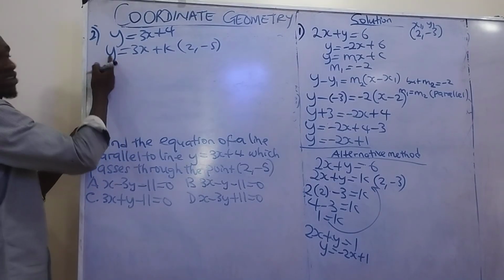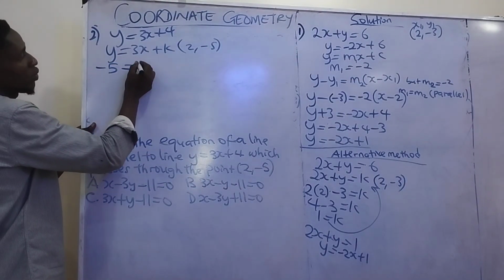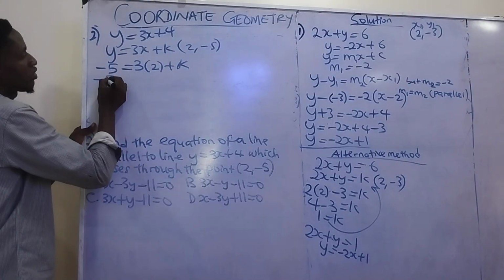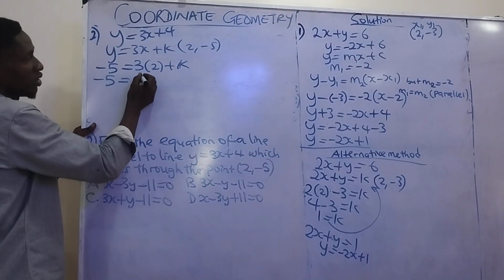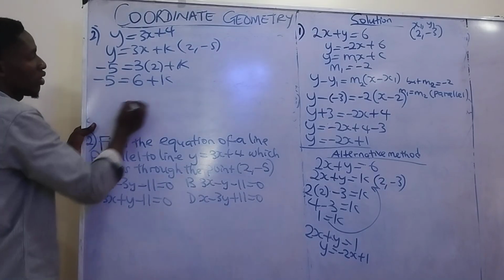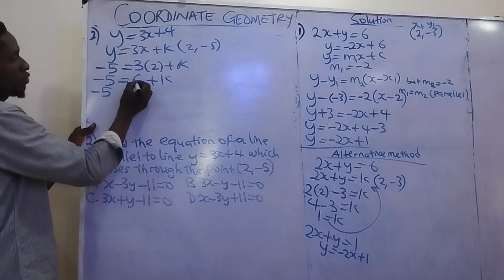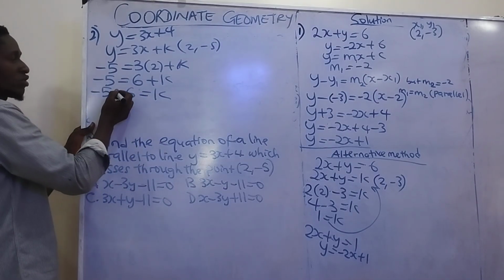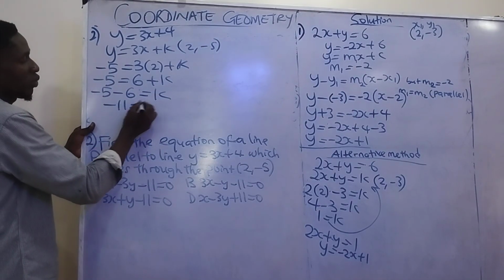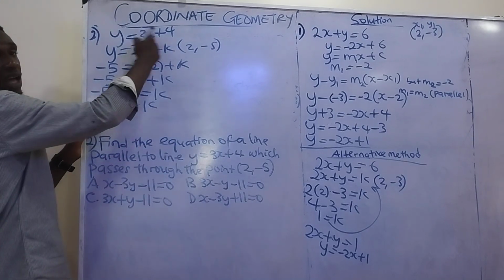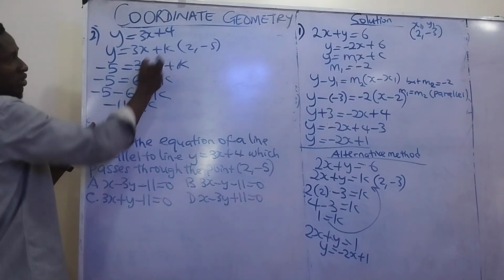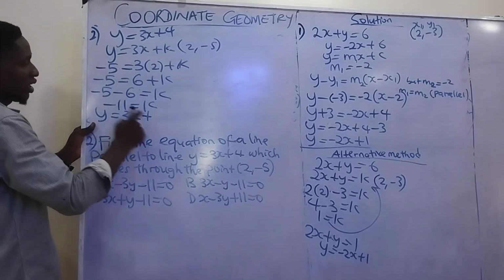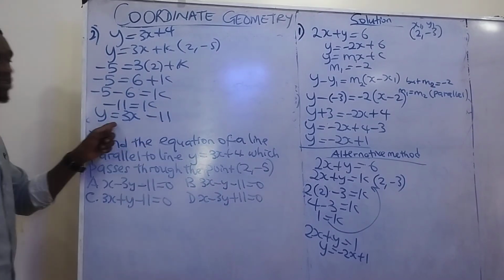So I'll come to this place: y is minus 5 is equal to 3 bracket 2 plus k. Minus 5 is equal to 3 times 2, which is 6, plus k. Collect like terms. Minus 5, when plus 6 goes over, minus 6 is equal to k. Minus 5 minus 6 is minus 11, equal to k. We'll go back and replace it: y is equal to 3x plus k, and we got k as minus 11. And this is the answer.